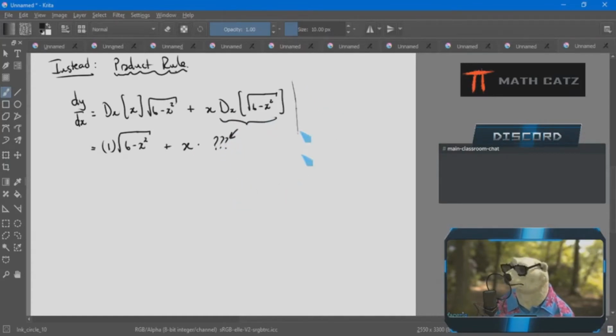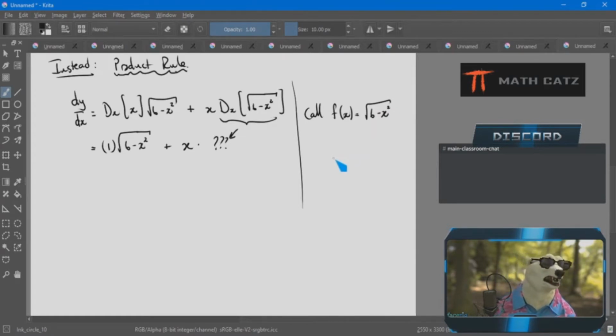Maybe I want to do this on the side. Let's call this something else. Let's call it f of x equal to the root of 6 minus x squared. Maybe I'm not ready to do it in one go, nor should you be at this stage, I think. So I need to go do it on the side.